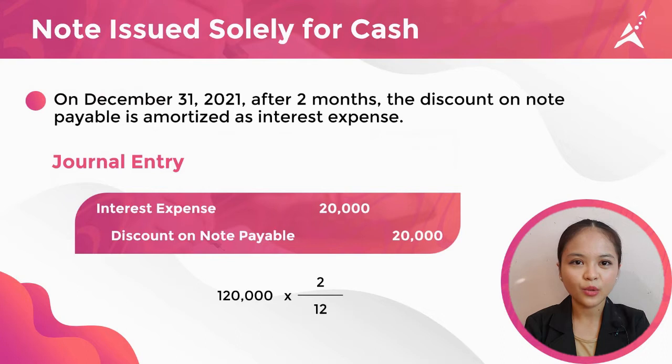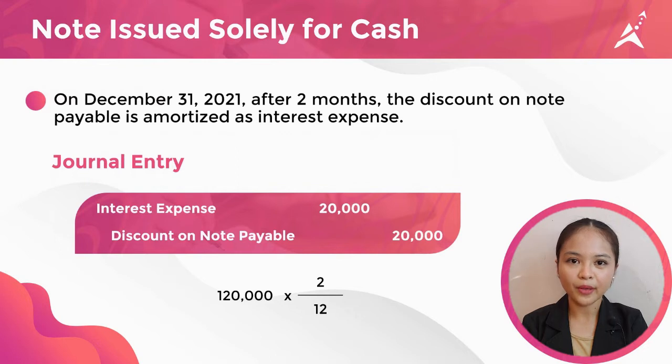How did we get 20,000 pesos? We allocated the discount on a pro rata basis. To compute, we will just multiply 120,000 pesos by 2 over 12, which is 2 over 12 months, and we will get 20,000 pesos. In amortizing the discount on note payable, the straight line method is used for simplicity.